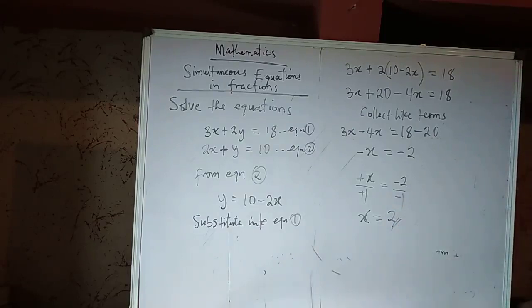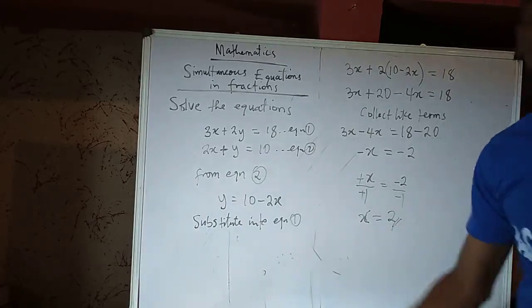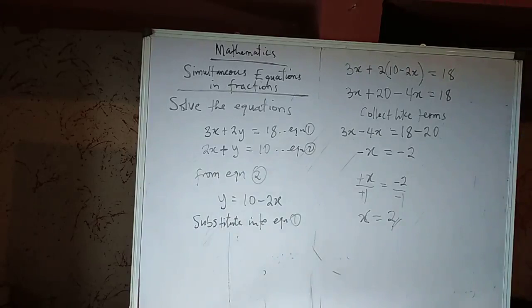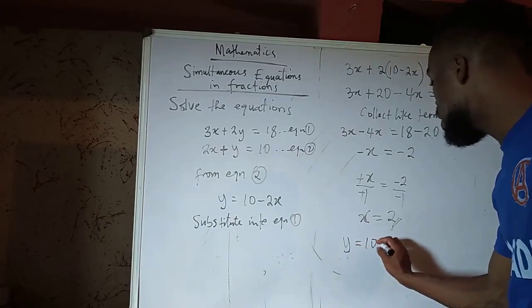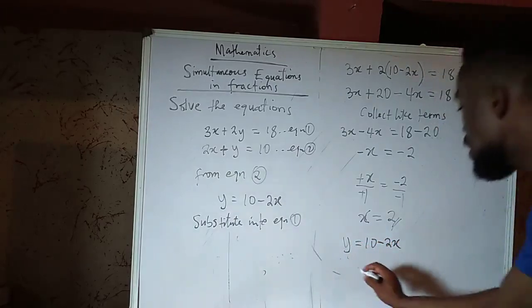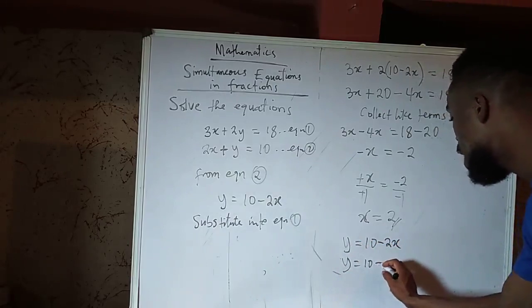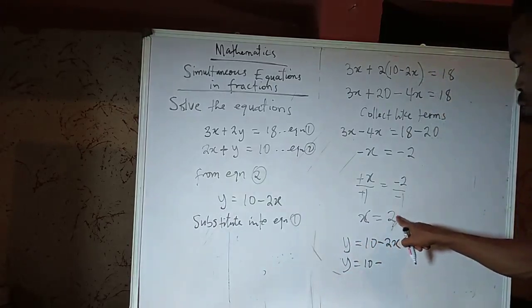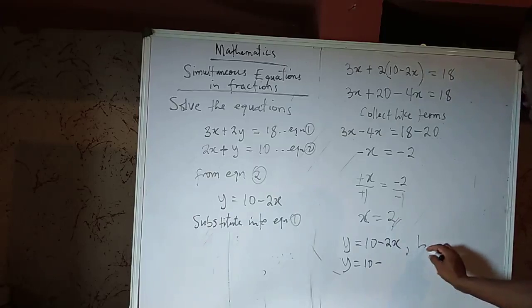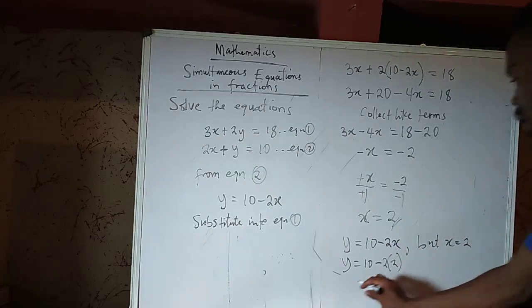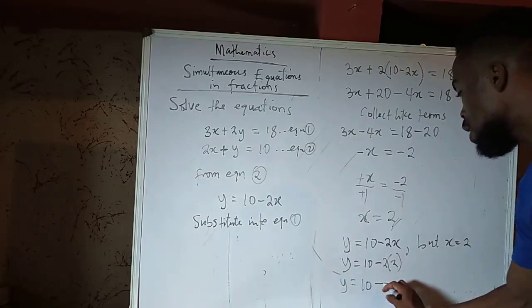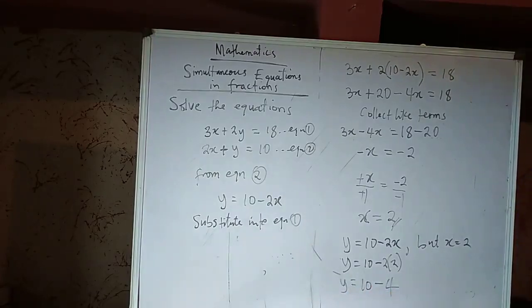Okay, now with that said, let's now look for y. We need to find what our y is in this question. So if you look at it closely, we have that y is 10 minus 2x. So that means that y is going to be 10 minus 2x. x is 2, right? So I'm going to have 2 into 2, because x is 2. So I have y equals 10 minus 2 times 2, which is 4, right?